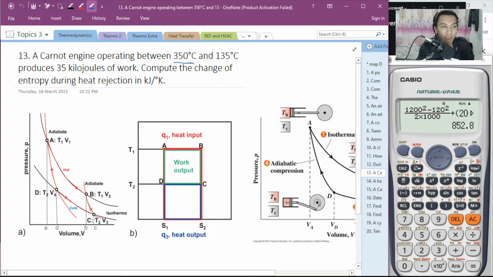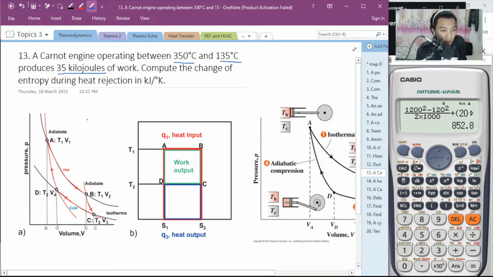Okay? So, for number 13, a Carnot engine operating between 350 and 135 degrees Celsius produces 35 kilojoules of work. Compute the change of entropy during heat rejection. So, going back to your thermodynamics, what is Carnot engine? Carnot engine is the most efficient engine sa ating thermodynamics. And it has two processes. Meron tayong constant entropy and then constant temperature processes dyan.